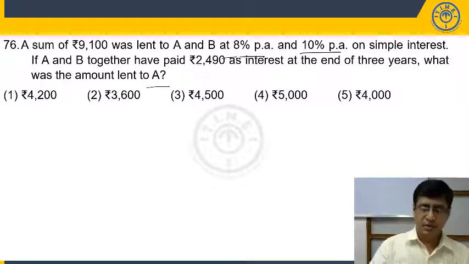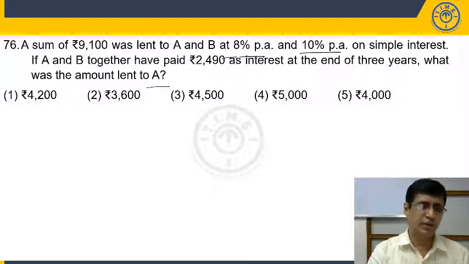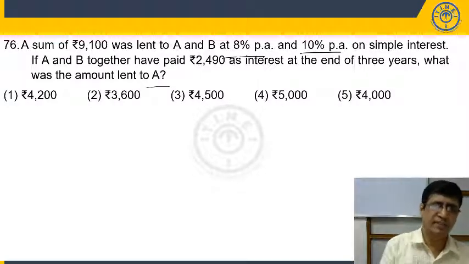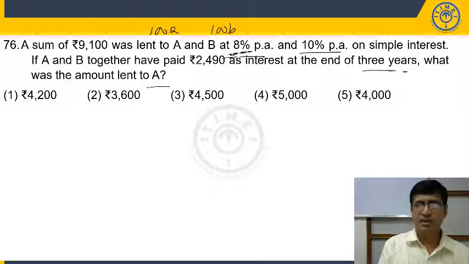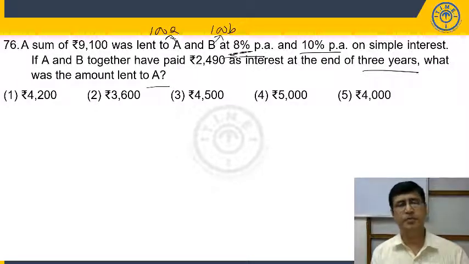Okay. What was the amount lent to A? Taking the value of A as 100A and the value of B as 100B. Now 8% and 3 years, 3 into 8 is 24. Am I right? The principal of A is 100A, and the principal of B is 100B.